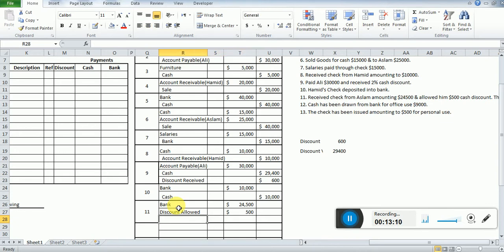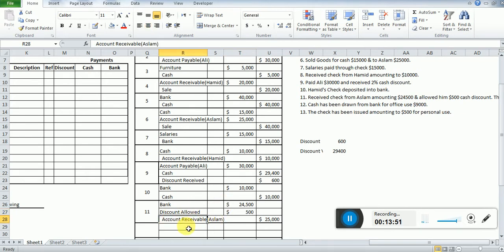And you have to credit what? Yes, account receivable account, and that is from whom? Aslam. How much? 25,000. Why? Because our account receivable decreased 25,000. In this 25,000 we have received check 24,500, and $500 we have allowed as discount. This is our expense. So here expense increases, here our asset increases, and account receivable, also our asset, decreased.